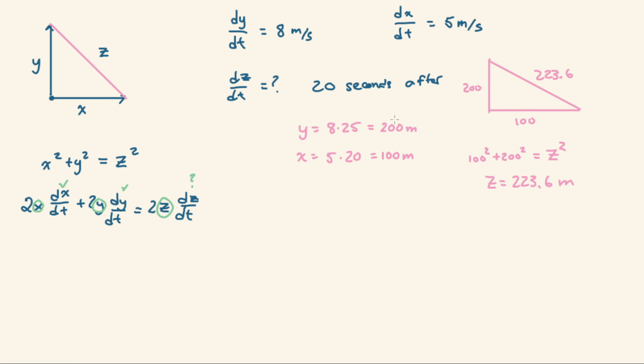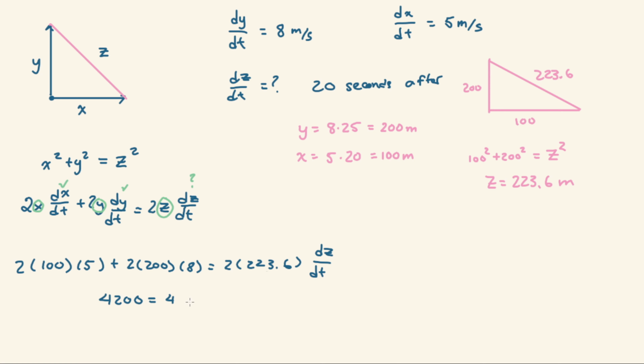Okay, so we have a bit more space to work with. So 2 times 100 times this dx over dt, we said it was 5, plus 2 times y is 200, okay? dy over dt is 8, is equal to 2 times 223.6 dz over dt. So on the left here, you're going to get 4,200 is equal to 447.2 times dz over dt.